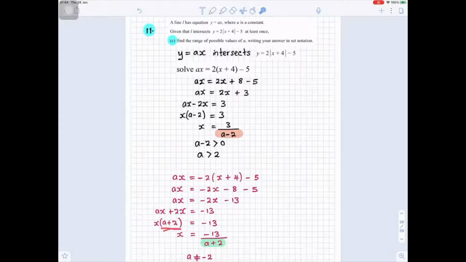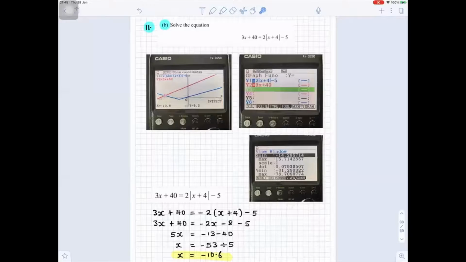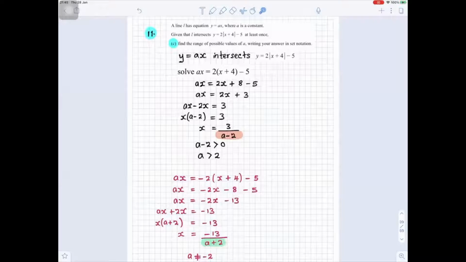X bracket a plus 2 equals -13. X equals -13 divided by a plus 2. If you don't want this to be 0, a plus 2 cannot be 0. So that means a should not be -2. Because if it's -2, -2 plus 2 is 0, and -13 divided by 0 is an error on your calculator. So a cannot be -2. That's the answer for question 11a. That's the answer for 11b. And that's the answer for 11c.